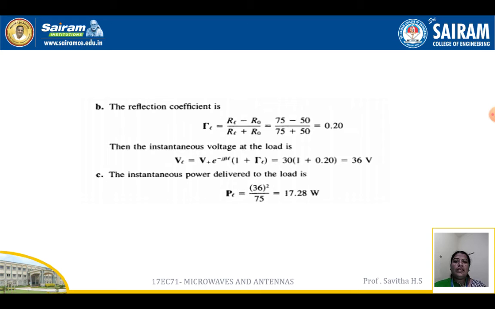Then the instantaneous voltage at the load is VL equal to V plus e to the power of minus j beta L into 1 plus gamma L. So here this is equal to 30 into 1 plus 0.20. So this will be 36 volts.